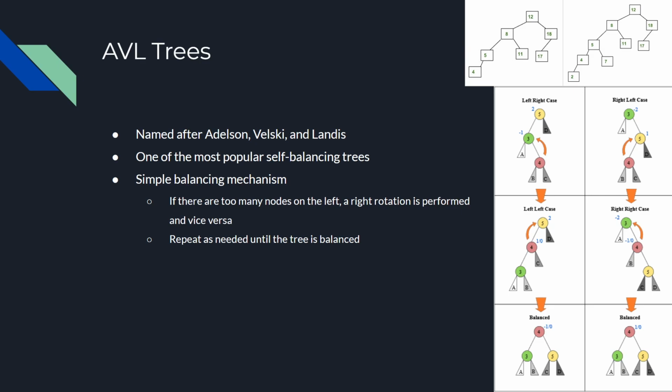For instance, if it's a left-left case, where the node that's unbalanced is to the left of the grandparent and also to the left of the parent, a right rotation is performed to balance the tree. However, if we have left-right or right-left, we try to convert them into left-left or right-right cases in order to do the balancing.